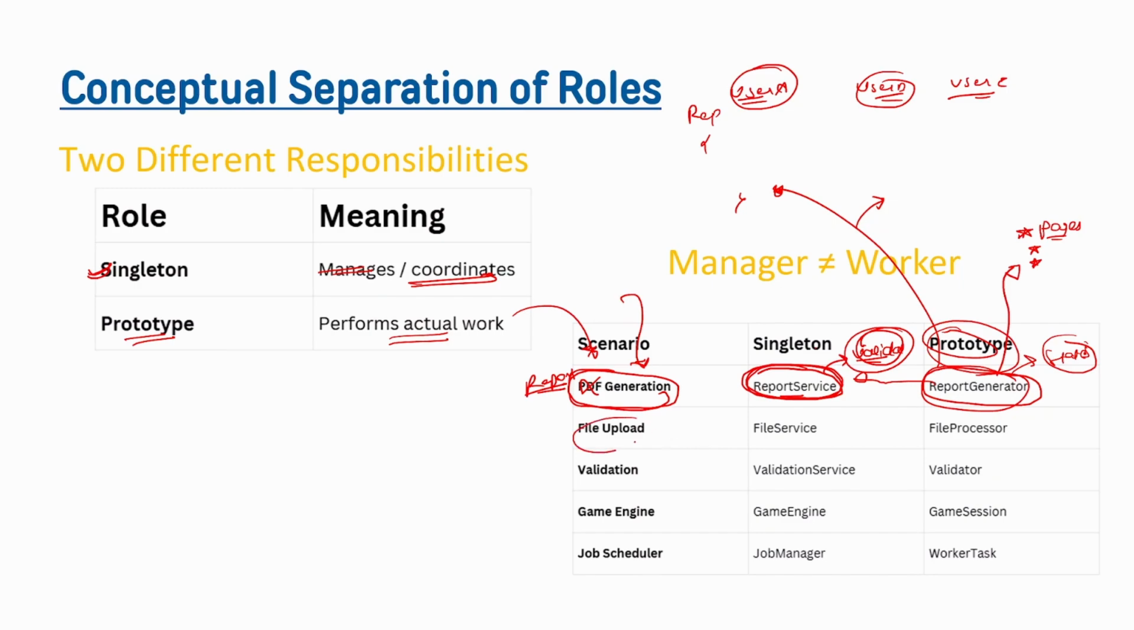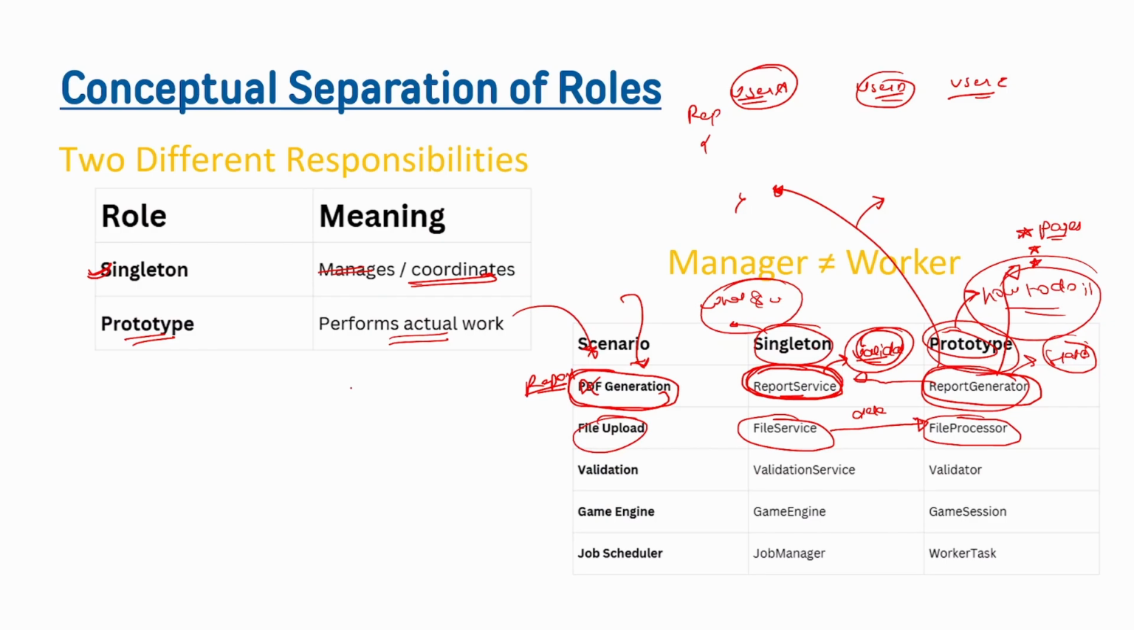For example, in the case of file upload, the file service will be of type singleton, the file processor will be of type prototype, and the file service will depend on the file processor and delegate its work. So the singleton bean will define what to do and when to do it, and the prototype bean will decide how to do it, and it should be unique per user. These are some of the cases where we should use the prototype bean inside the singleton bean.